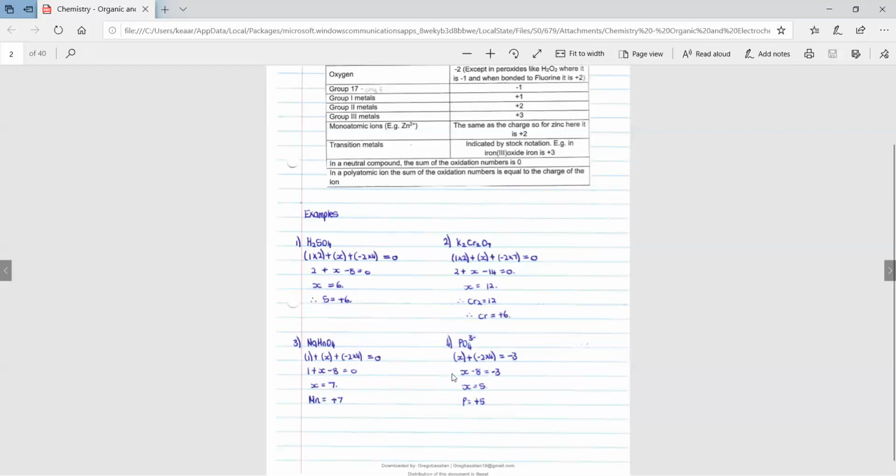We're then going to solve for X. X minus 8 equals -3. Therefore, X equals 5. Therefore, the oxidation number of phosphorus will equal +5.